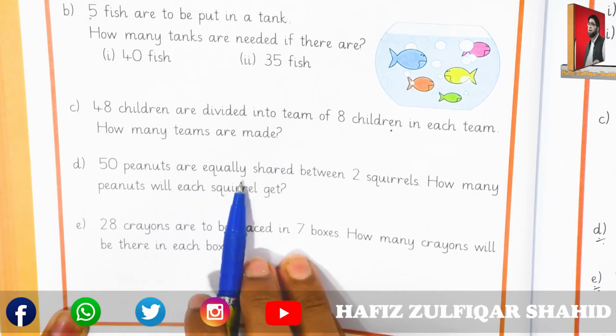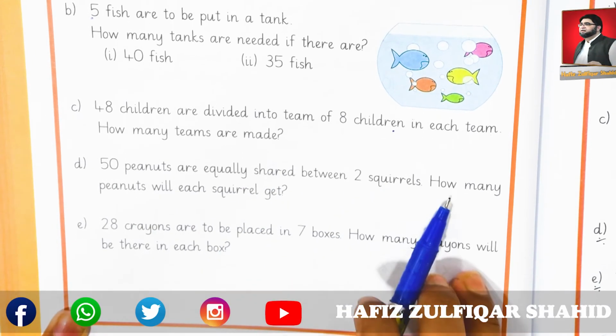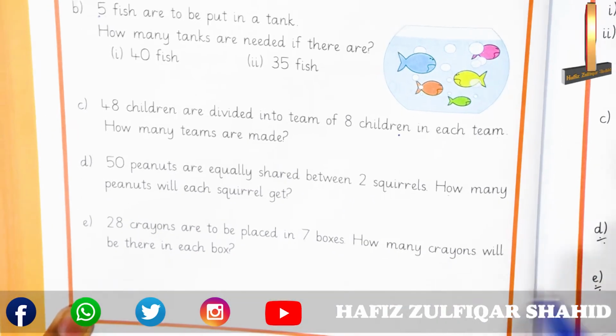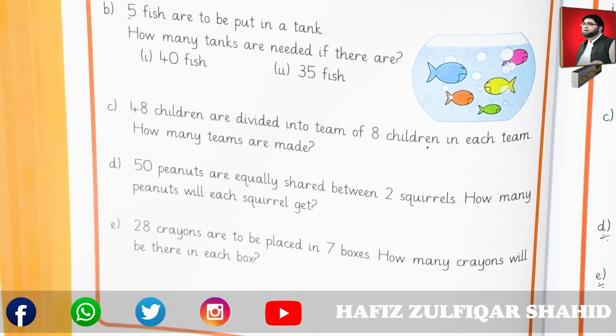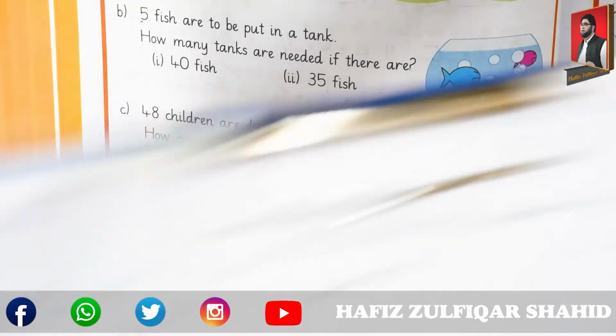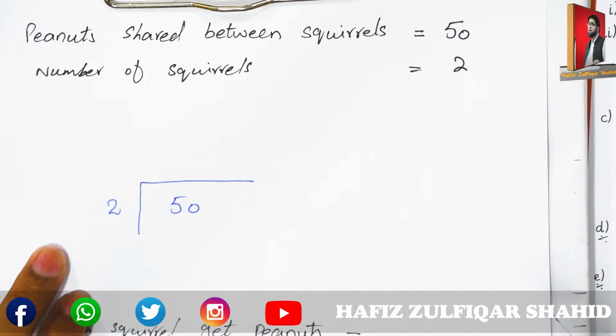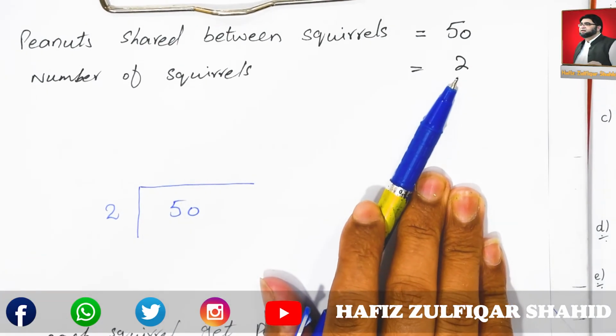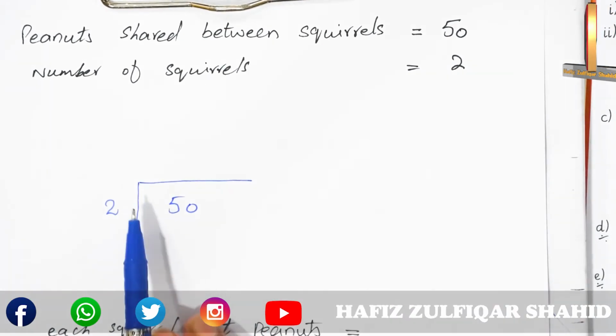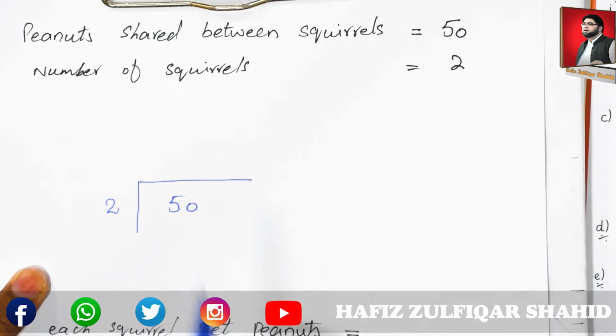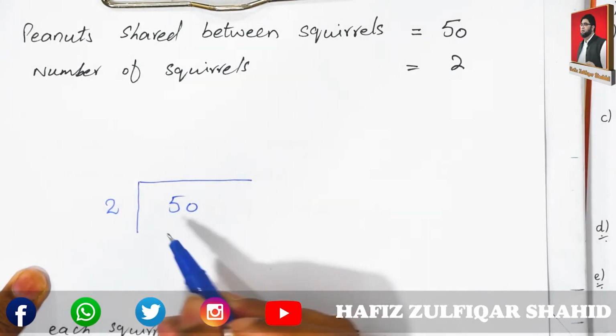50 peanuts are equally shared between 2 squirrels. How many peanuts will each squirrel get? Very simple. We have only 2 squirrels to divide the 50 peanuts. Divide 50 with 2.